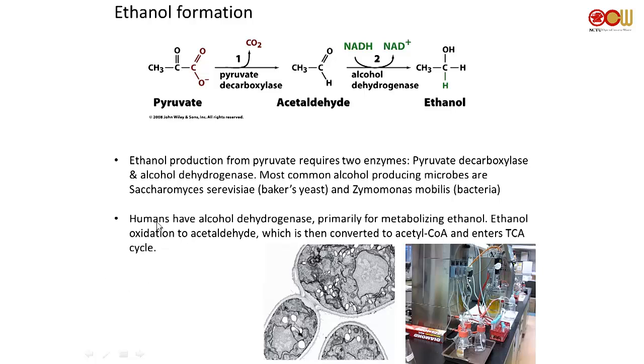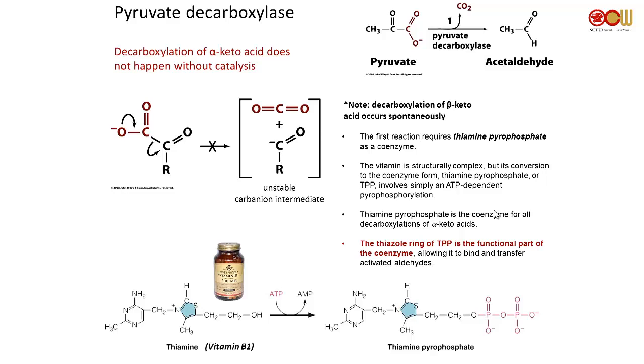Also, this is a side note for you to remember: humans also have alcohol dehydrogenase, but it's primarily for metabolizing ethanol, like what I just said. Taking ethanol, you go in reverse to produce acetaldehyde. Ethanol is oxidized to acetaldehyde, which is then converted to acetyl-CoA and enters the TCA cycle. But if you take too much of that, you make fat. You make lipid.